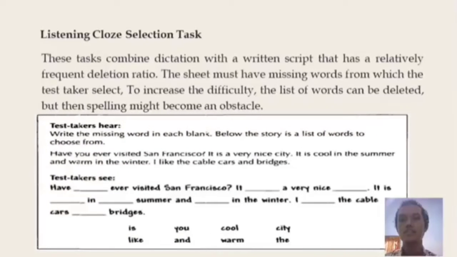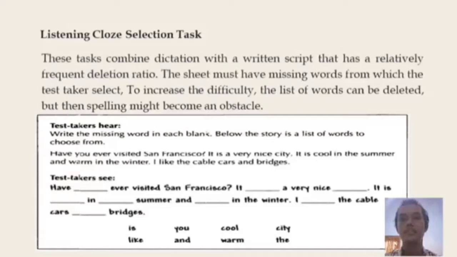Next is the listening cloze selection task. This task combines dictation with a writing script that has a relatively frequent deletion ratio. The test sheet provides a list of missing words from which the test taker must select. The purpose at this stage is not to test spelling, but to give practice in reading.